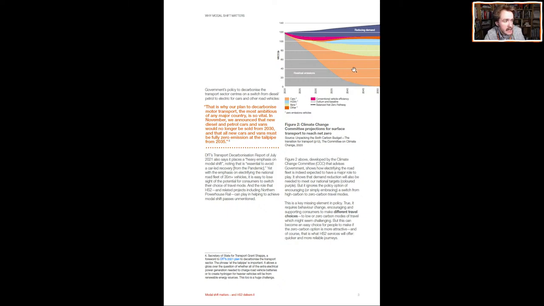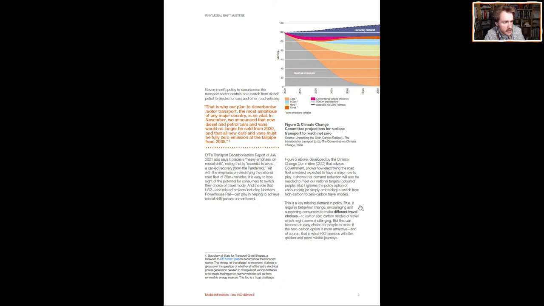So the CCC, the Climate Change Committee, did the thing above, and it shows how electrifying the road fleet is indeed expected to have a major role to play. It shows that demand reduction will also be needed to meet our national targets, but it ignores the policy option of encouraging or simply embracing a switch from high carbon to zero carbon travel modes. This is a key missing element in policy.